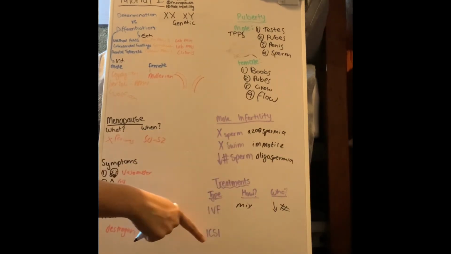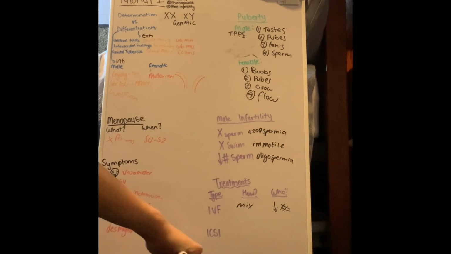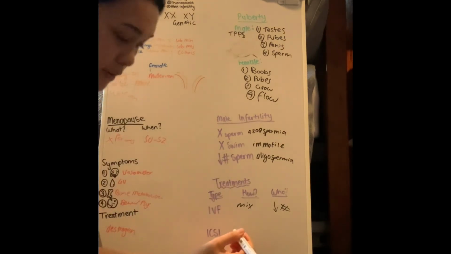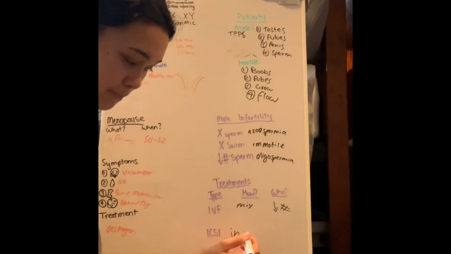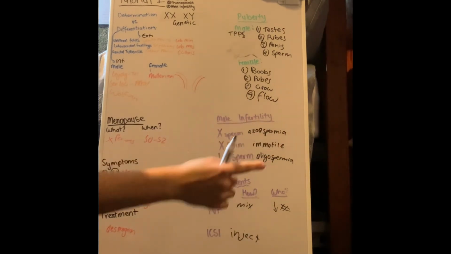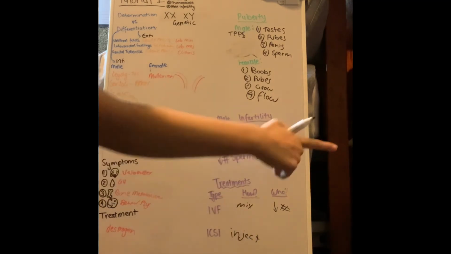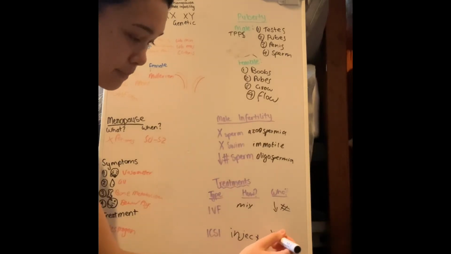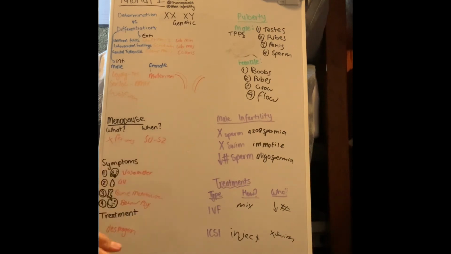The last one is ICSI, which is intracytoplasmic sperm injection. This is when you take out an egg, biopsy a testis, take out a sperm, and inject the sperm into the egg. This can be used for people with oligospermia or immotile sperm, but since it is invasive, it's normally not used for oligospermia. It's for the people that have immotile sperm, so they can't swim. That way you just inject them into each other, and there's no need for the sperm to swim, and that will fertilize the egg.